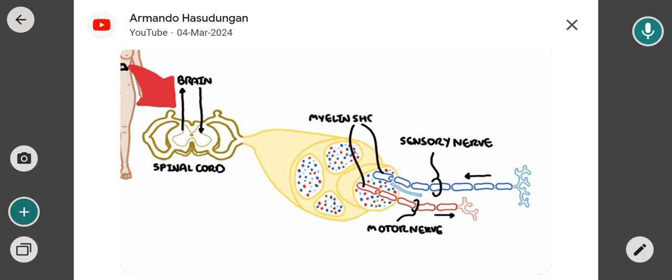Myelin is essentially an insulator that wraps around the neurons to help speed up the signals that are transmitted through the neurons.